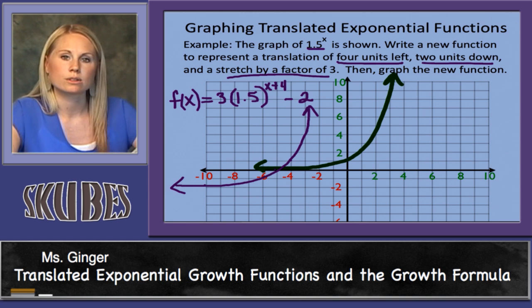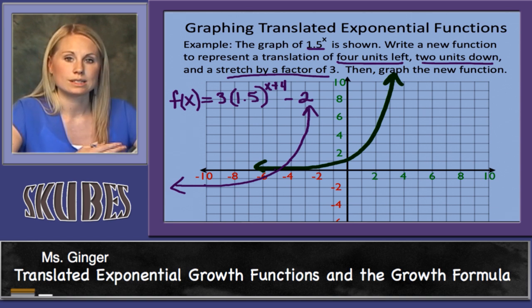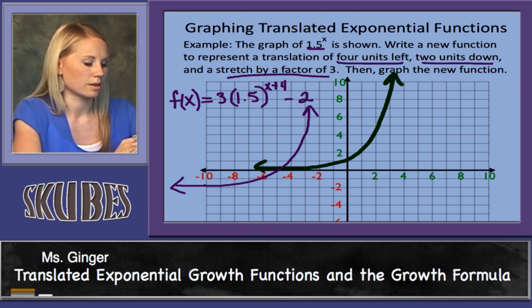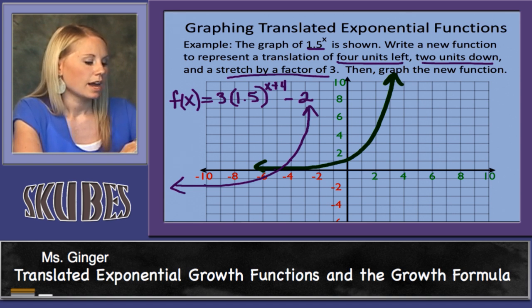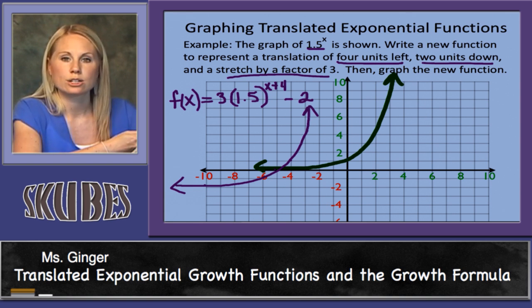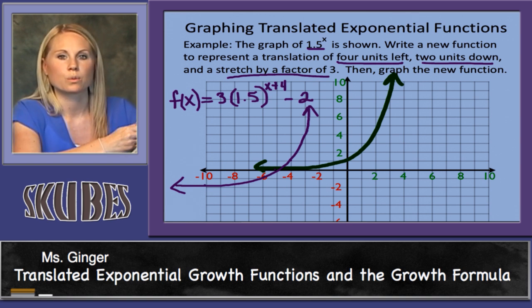Same basic shape, it's still a growth function, but it's now been moved 4 units left, 2 units down, which causes that bottom level near the asymptote to move down to -2 instead of 0 where it started. And then you're going to see that it's been stretched by that factor of 3, so it'll just look a little taller, like it's been pulled up towards the y direction.